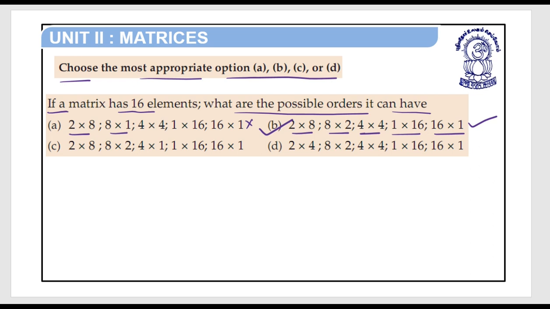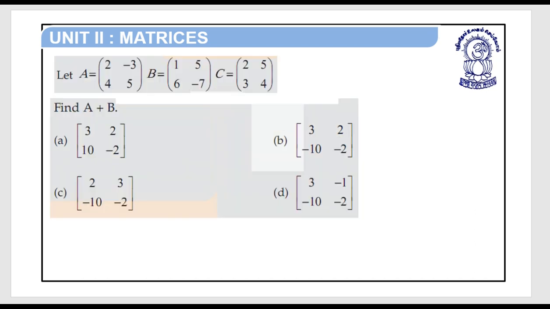After multiplying the rows and columns, we will get the number of elements. So the answer is B. Let A, B and C be given. Find A plus B.